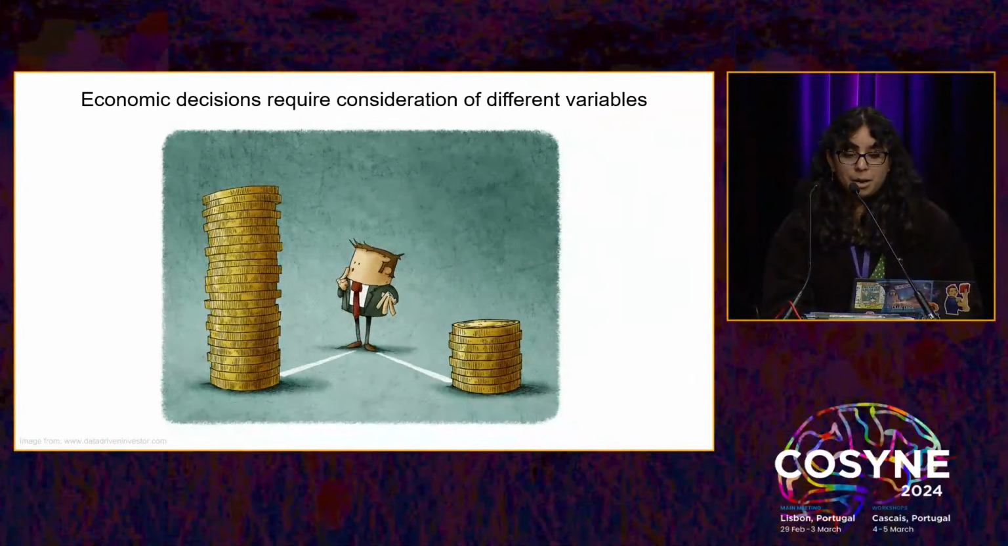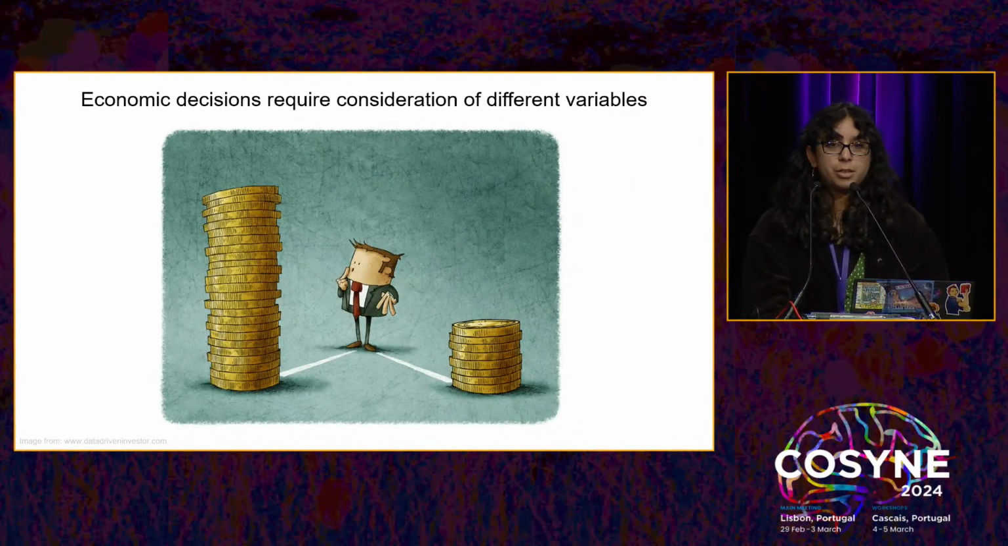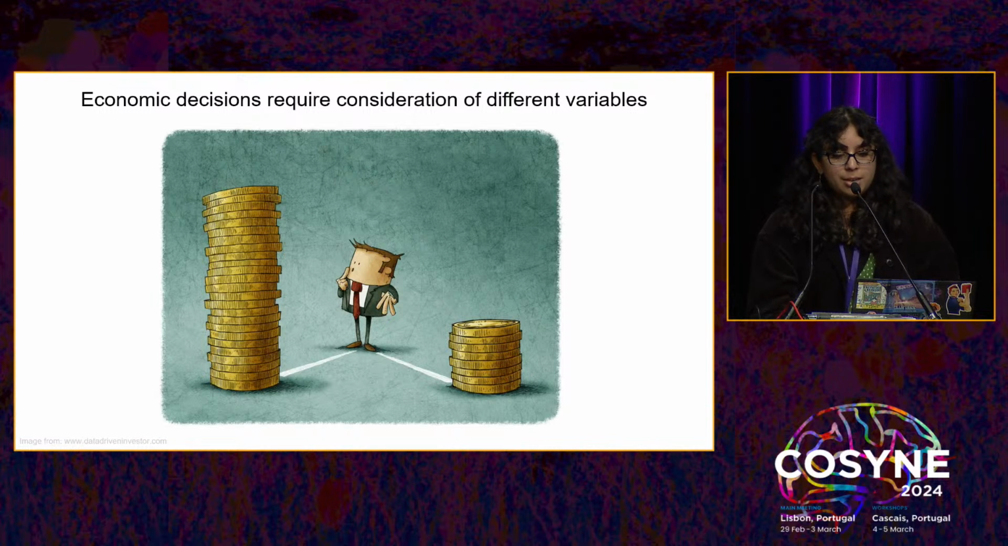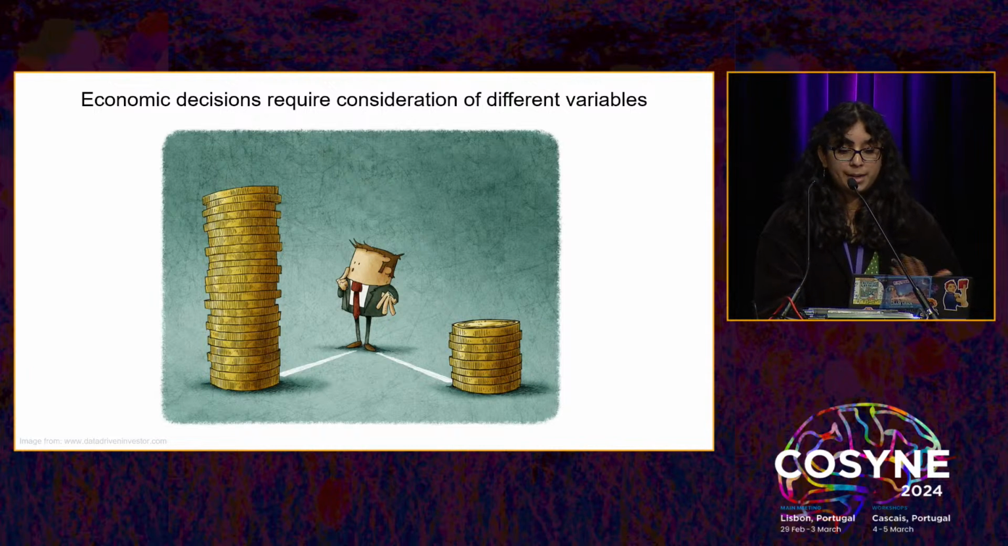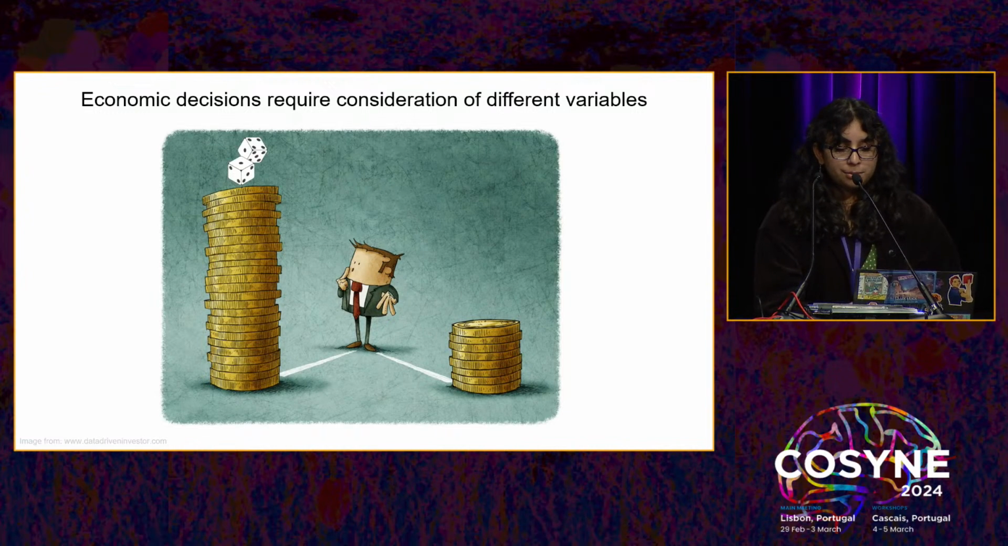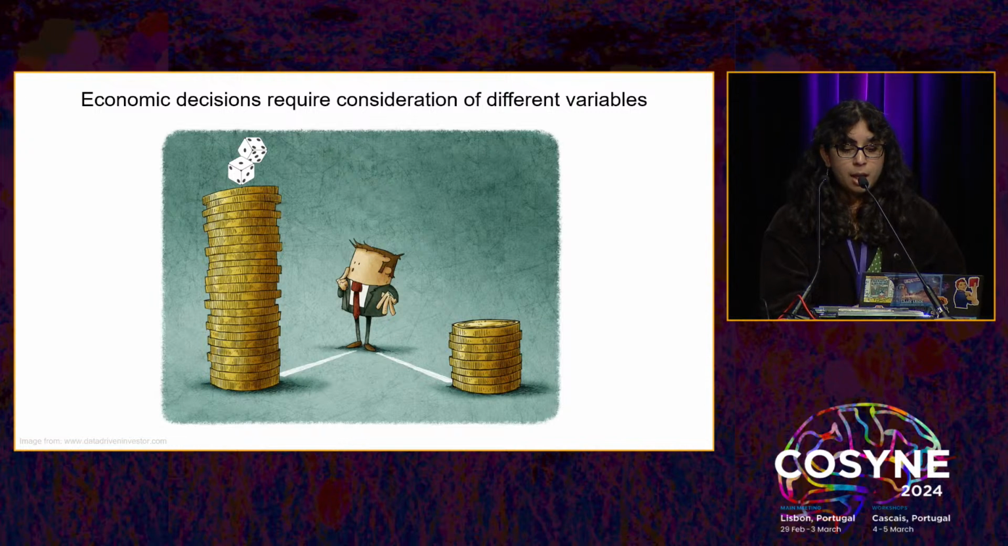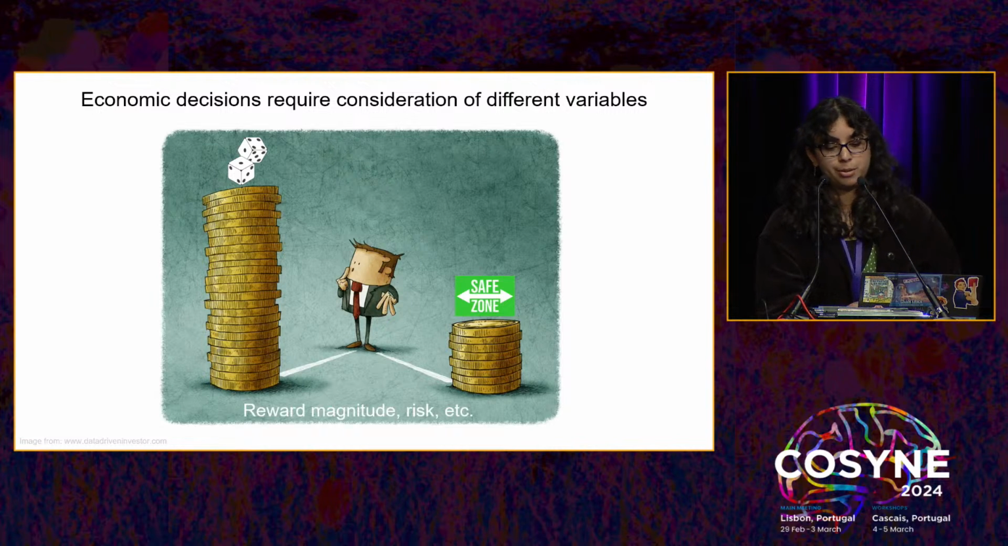We often make economic decisions in our daily lives, usually with uncertain outcomes. Say you're looking to invest some money, you could invest in options that offer a high return, but these often come with significant financial risk. Alternatively, you could choose to invest in options associated with a smaller magnitude of return, but that promise a safer and more certain outcome. Making economic decisions such as this requires us to evaluate and integrate different economic variables such as reward magnitude and risk to inform our choices.